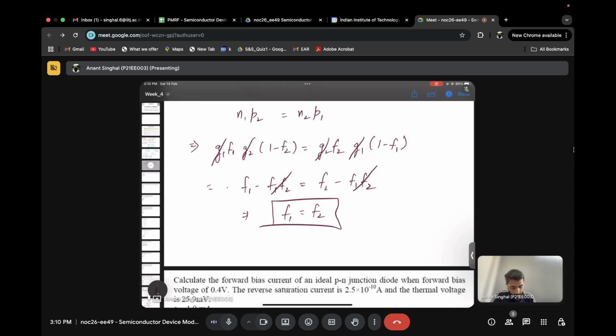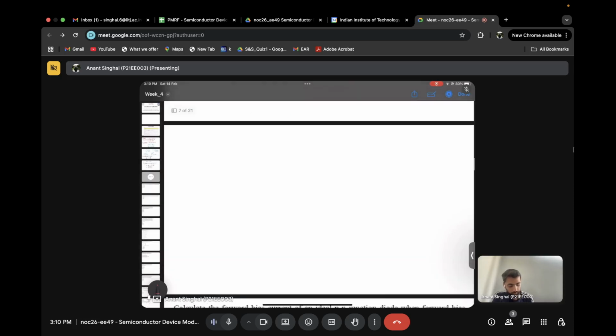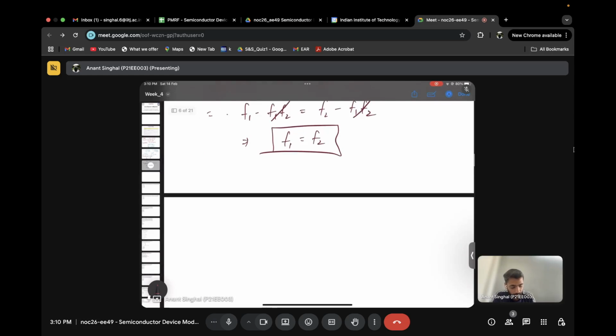Now if the Fermi-Dirac functions are equal, what do we mean by this? We can say that 1 upon 1 plus exponential of E minus EF1 over KT is equal to 1 upon 1 plus exponential of E minus EF2 over KT. So what can we deduce from that? Any guesses? What will be the exact equal term if F1 is equal to F2?